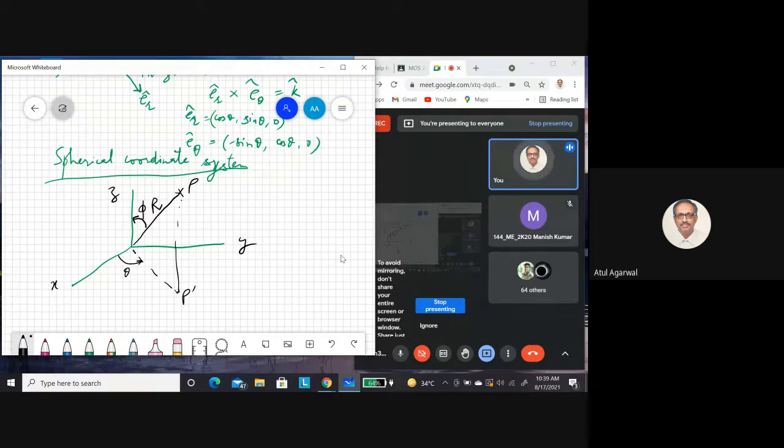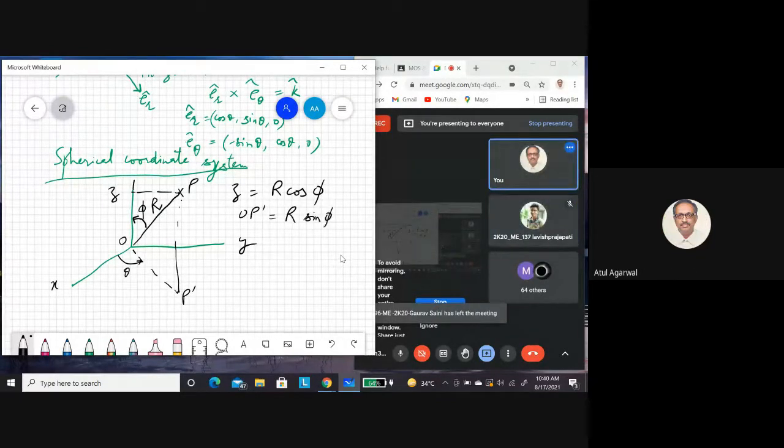So what is your OP prime? This is your z coordinate. If you draw a projection from this point P onto the z-axis, this will give you a z coordinate. What is your z coordinate here? Can you say this is r cos phi? And what is your length OP prime? Can you say it is r sin phi? Yes, very good.